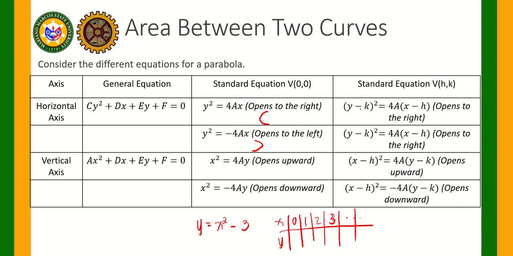So, if our equation is y minus k quantity squared equal to 4a times x minus h, our parabola opens to the right, and y minus k quantity squared equal to, this should be negative 4a times x minus h, opens to the left. Okay? So, opens to the left yan.